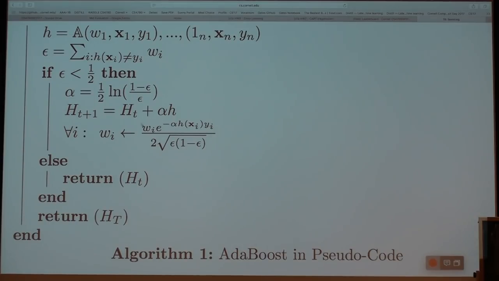All right, and down here we divide by this term, 2 square root of epsilon times 1 minus epsilon. Again, I'm not going through the derivation here, but it's very easy to show that that's the normalization. If you sum over all the weights, that has exactly this term, so you don't even have to do that. Any questions?